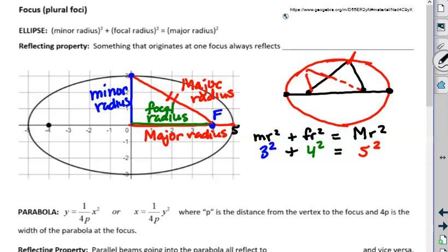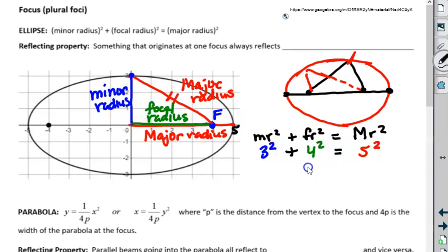What this would allow me to do is, if I know my major and my minor radius, then I could put those into the Pythagorean theorem and solve and find the focal radius. Or if I know what the focal radius is, and I have a length of string that I'm going to tie to the foci, I would know my major radius, because that would be half of this piece of string, and then I could figure out what the minor radius would be, and so forth.